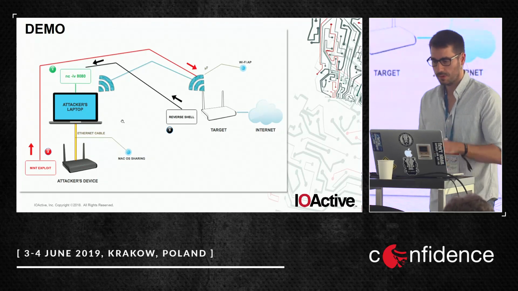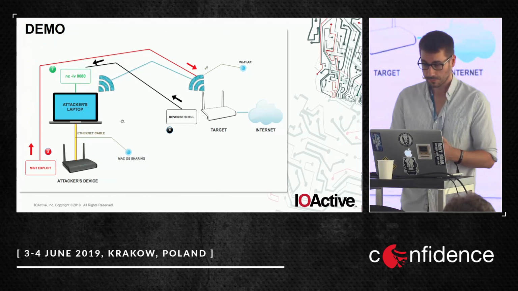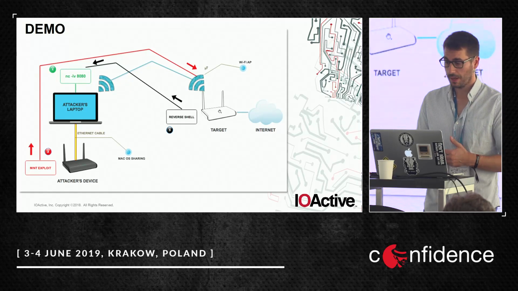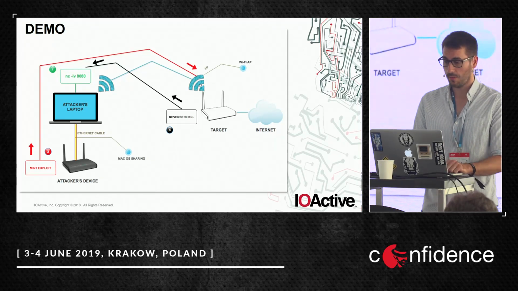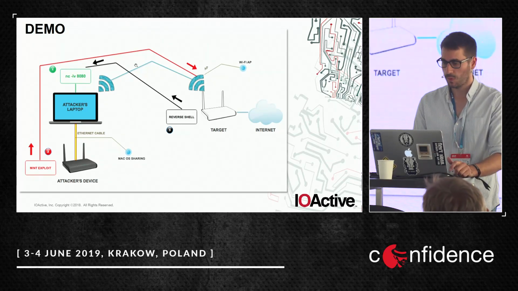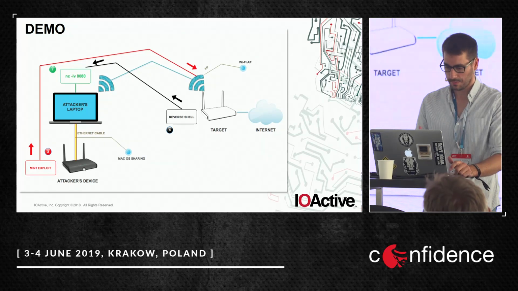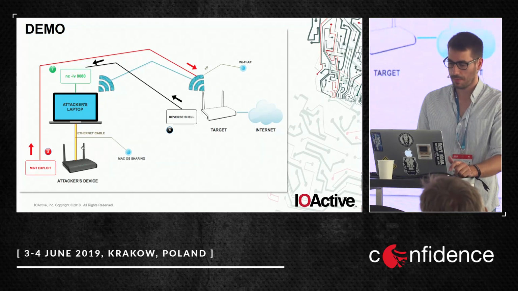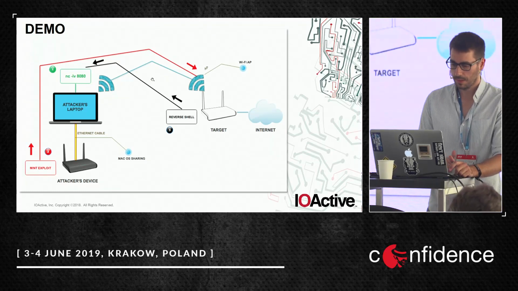So this is more or less the overall process, where we have the target, which is providing a Wi-Fi network. So the attacker's laptop, for instance, my Mac, is connected to that Wi-Fi. Then the attacker's device, my WingOS device, is connected to my Mac through Ethernet cable using the MacOS sharing feature. So the attacker's device can reach the target through the Wi-Fi that the attacker's laptop is connected to.